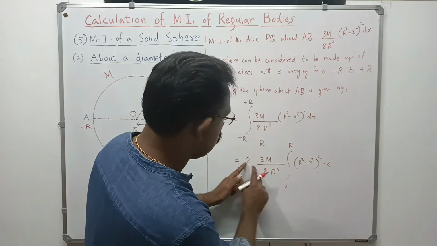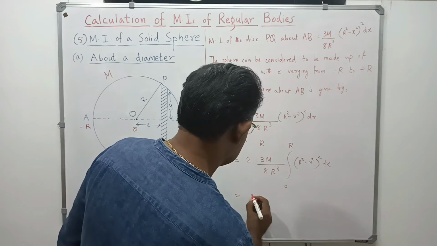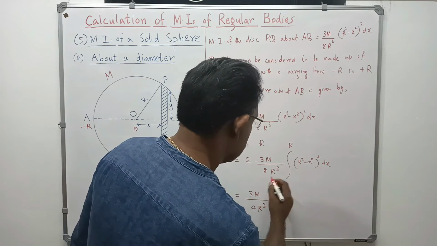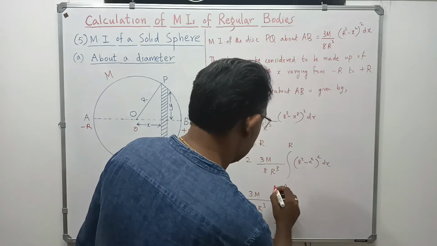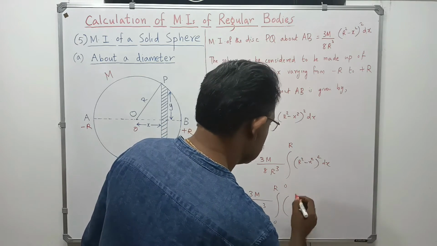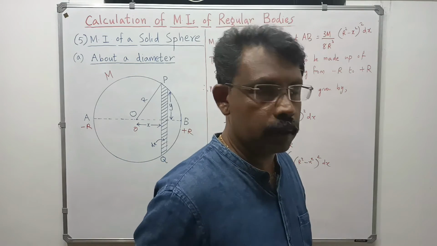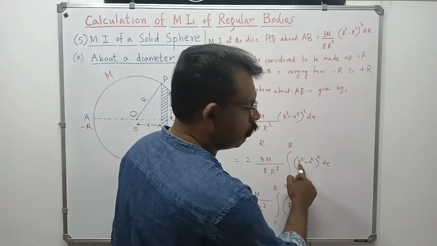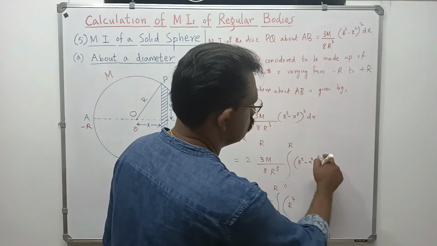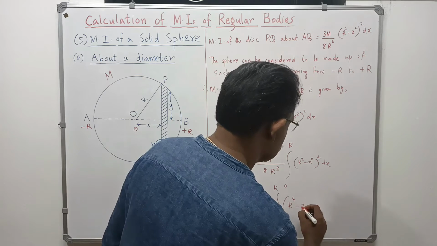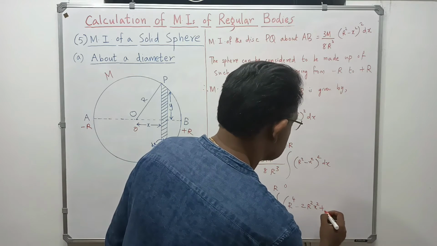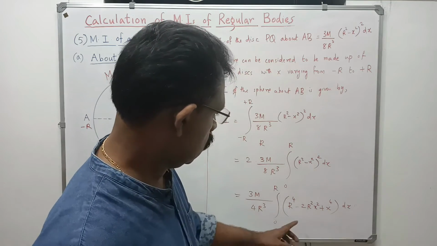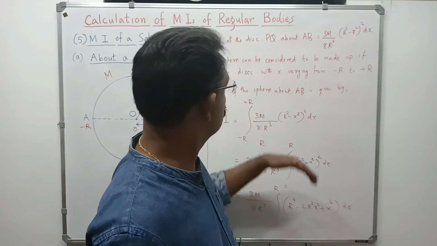Now 2 and 8 cancel. Here we will have 4. That is 3m by 4r cube, then integral 0 to r. Expand this one. We will get (a minus b) the whole square, which is a squared minus 2ab plus b squared. So r raised to 4 minus 2r squared x squared plus x raised to 4 dx. So this is what we are getting. Now we have to expand this one and write here.